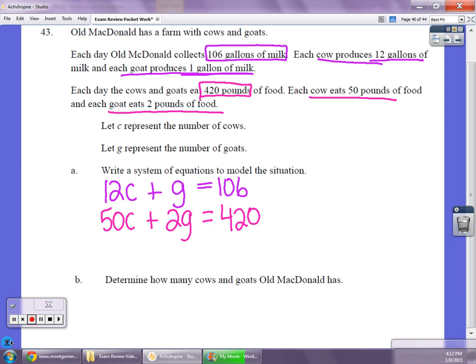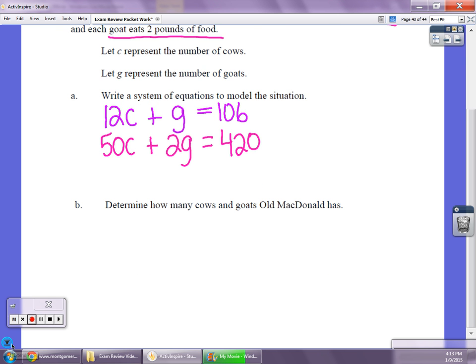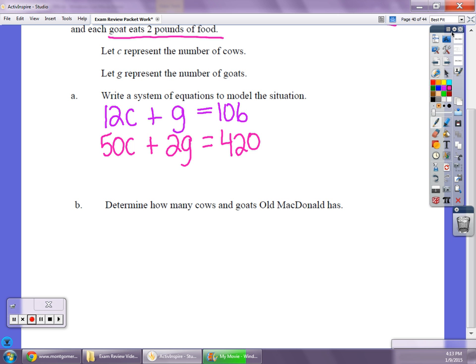Determine how many animals Old MacDonald has. So what we need to do is solve this system of equations. And again, I'm going to use substitution to do this. What I'm looking for in my equations is one that can be easily solved for a variable. And what I notice is this lone G here. Since G is by itself, I'm going to move everything else away from it, and set that equation equal to G.